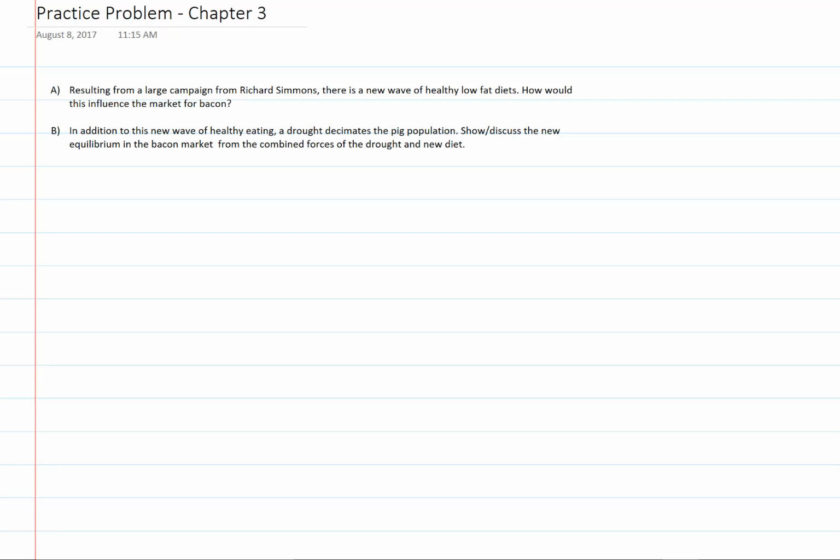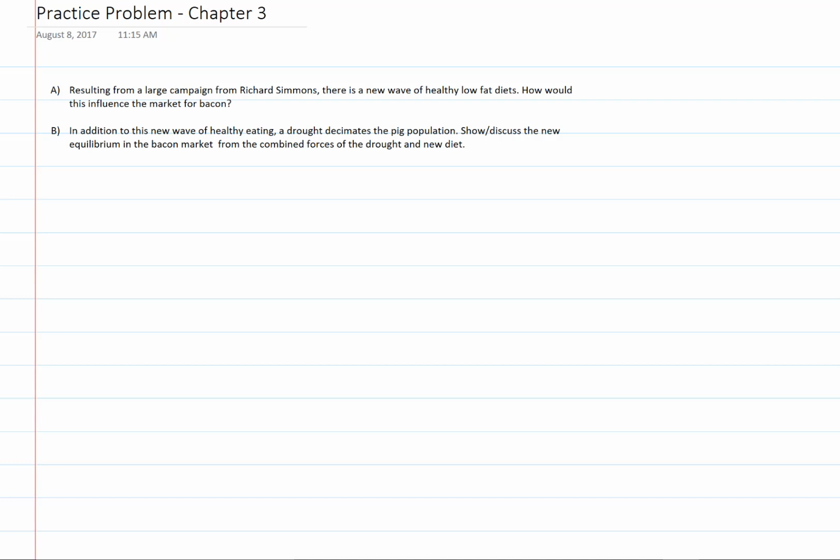In this practice problem, we're going to look at how changes in the determinants of supply and demand affect the market. Specifically, in this question, we're looking at the market for bacon. The first question reads, resulting from a large campaign from Richard Simmons, there is a new wave of healthy low-fat diets. How would this influence the market for bacon?